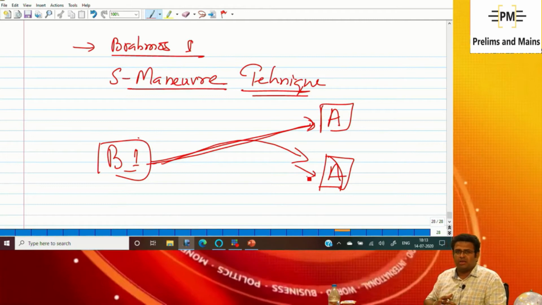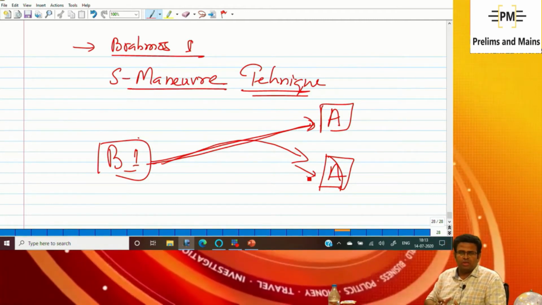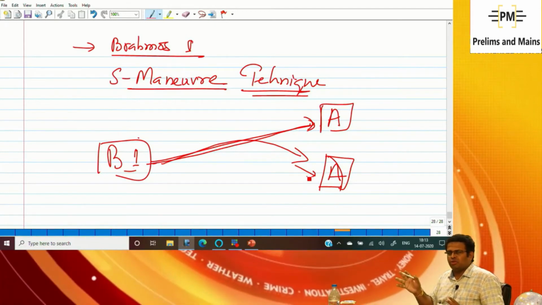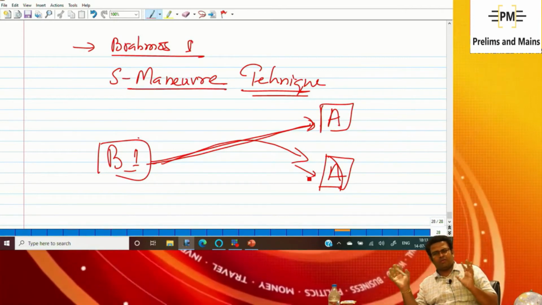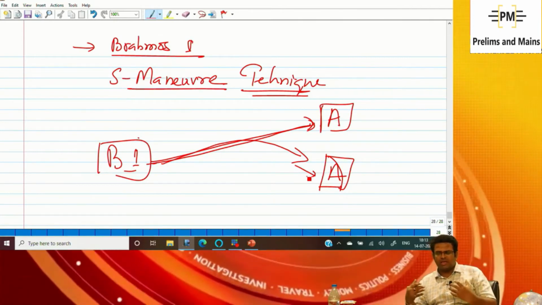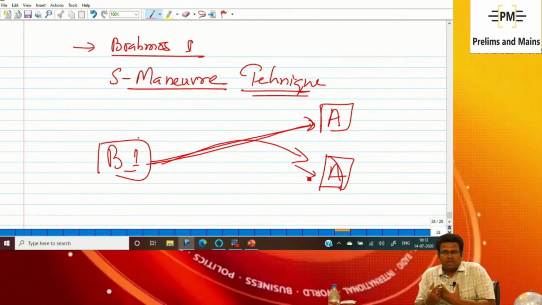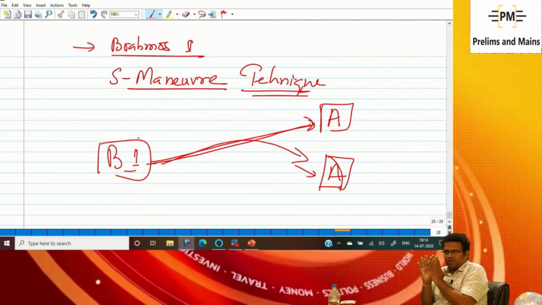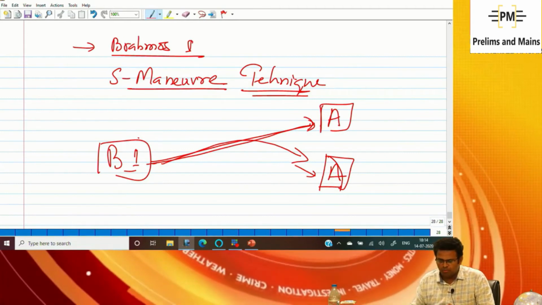The S maneuver technique is the technique where, even after the target position changes, BrahMos 1 will still hit the target wherever it goes. This is the S maneuver technique. This is the skill of S. It is one of the skills that technology has given, so that the target is hit very exactly. So this is your BrahMos 1.